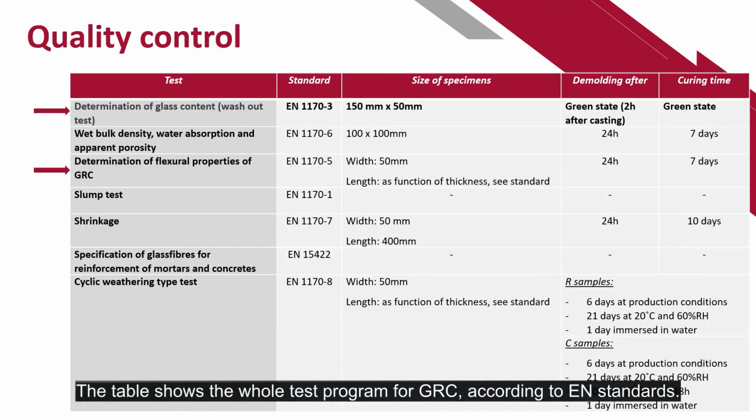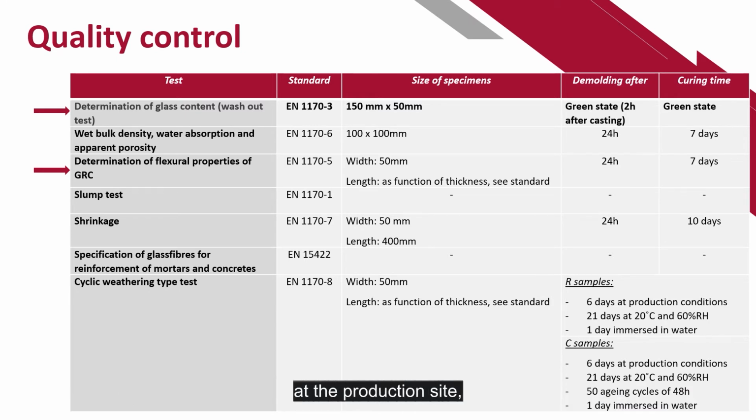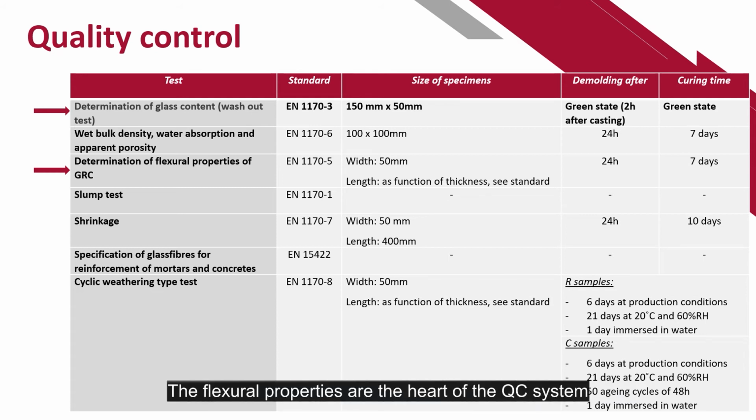The table shows the whole test program for GRC according to EN standards. The ones marked with the red arrows must be part of the QC plan at the production site, meaning that at least the glass content and the flexural properties should be measured. The flexural properties are the heart of the QC system, since the results will be used to determine the grade of the GRC. The plant is responsible for designing and undertaking the QC program.